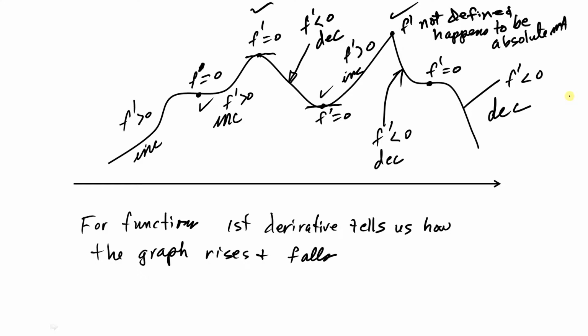Notice on this particular example, the first point is an absolute minimum. The last point is a local minimum. That is, it's lower than any other point in the vicinity.